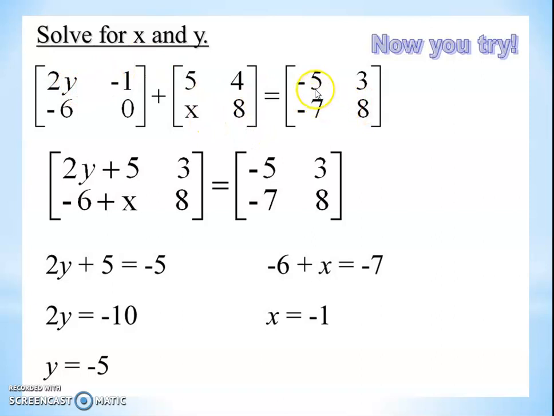So on the right-hand side, minus 5, 3 is row number 1; minus 7, 8 is row number 2; minus 5, minus 7 is column number 1; 3, 8 is column number 2. Now we have to compare the right-hand side and the left-hand side, with the addition on the left-hand side, and the right-hand side remains the same. Both these two matrices have order 2 by 2 and addition is between them, so we add each element. So 2y plus 5, minus 1 plus 4 is 3, minus 6 plus x remains the same, 0 plus 8 is 8. The right-hand side, minus 5, 3, minus 7, 8, is the same.